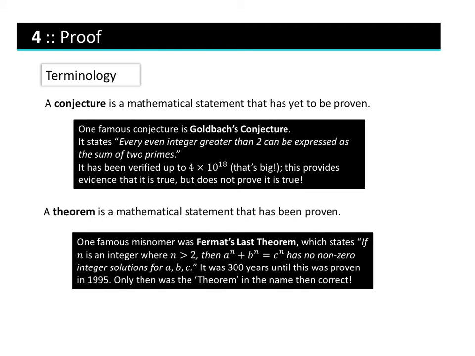So the second section of this chapter is proof. There are a few different words that we need to learn. Conjecture is a mathematical statement that has yet to be proven. And a theorem is a mathematical statement that has been proven. Okay?